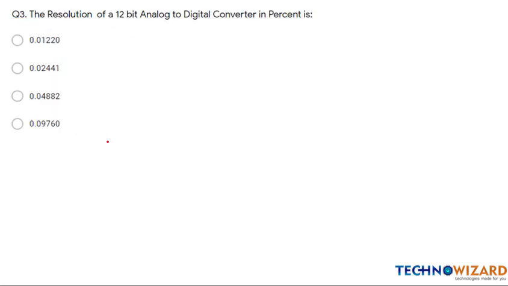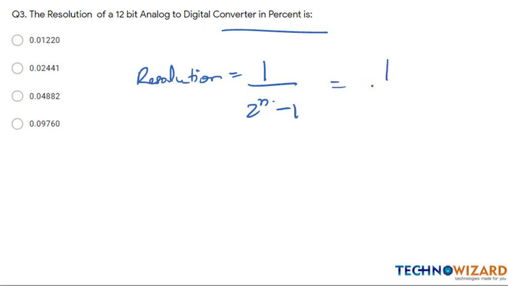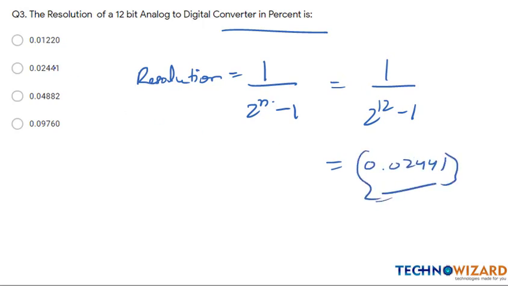Now next question. The resolution of a 12-bit analog to digital converter in percentage. Resolution is given by 1 upon 2 to the power n minus 1, where n is equal to 12 bit. 2 to the power 12 minus 1, which is equal to 0.02441. Okay, you can calculate this. And this will be the answer, option number B.